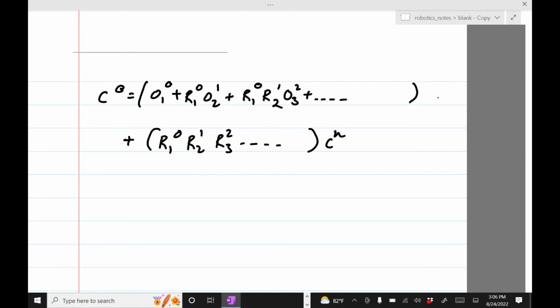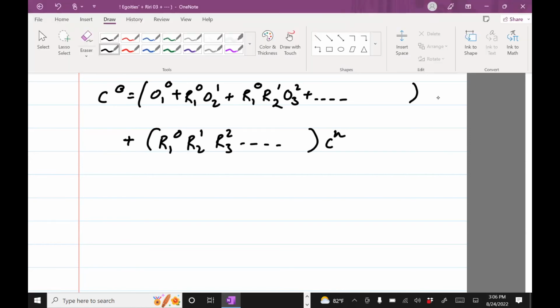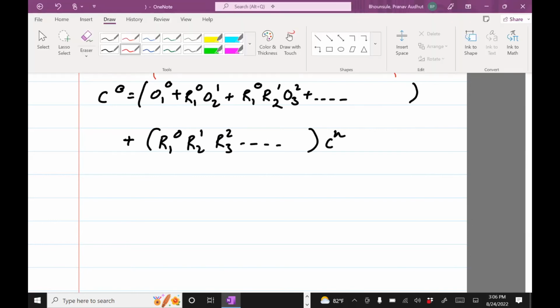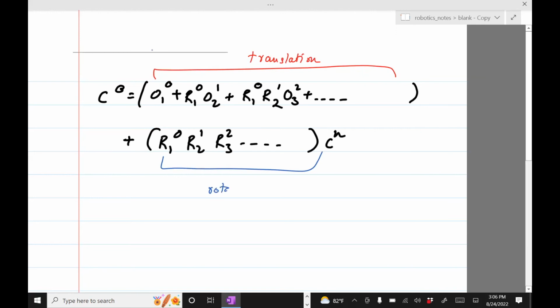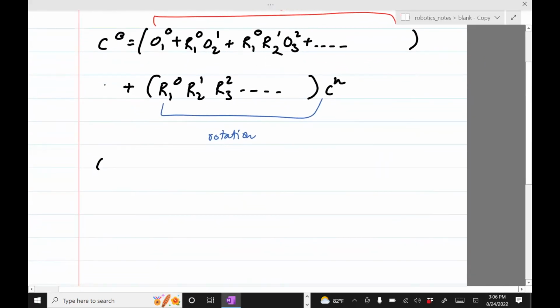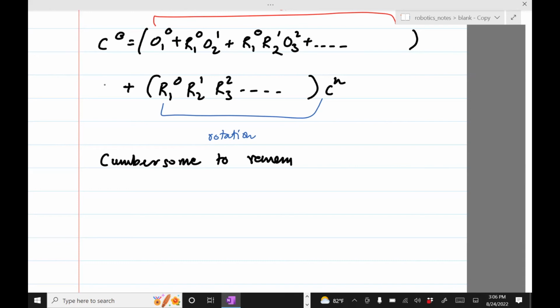Okay, so I think that's a very complicated expression to remember or even to code. It turns out there's a simpler way of representing this complicated expression. It's known as a homogeneous matrix. So let me first put some notes here. This is the translation piece. This is the rotation piece. And it's clearly cumbersome to remember and write. So the solution is what is known as a homogeneous matrix.